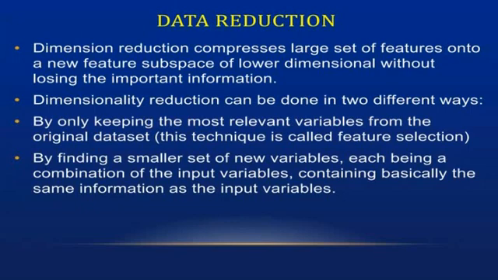By only keeping the most relevant variables from the original dataset. This technique is called feature selection. Or by finding a smaller set of new variables, each being a combination of the input variables, containing basically the same information as the input variables.